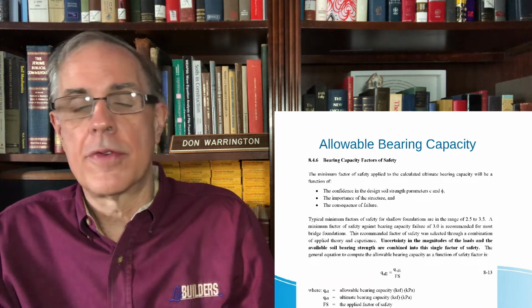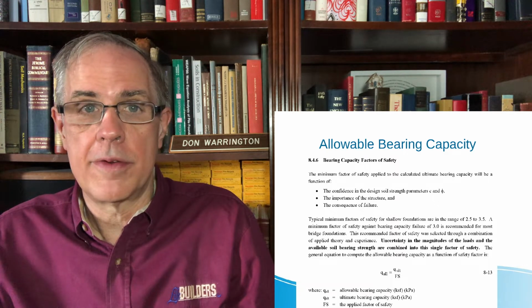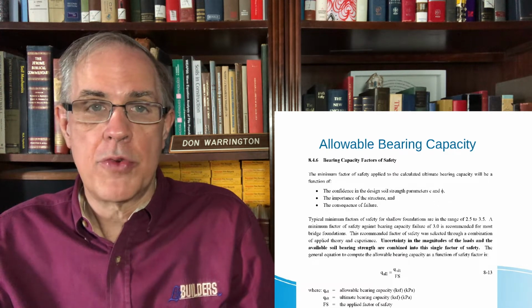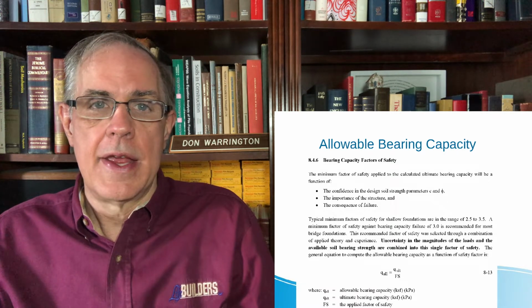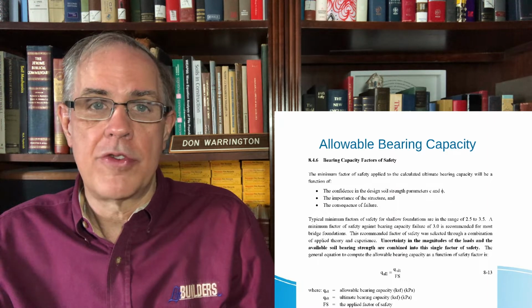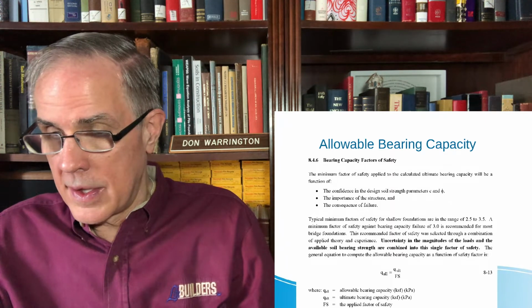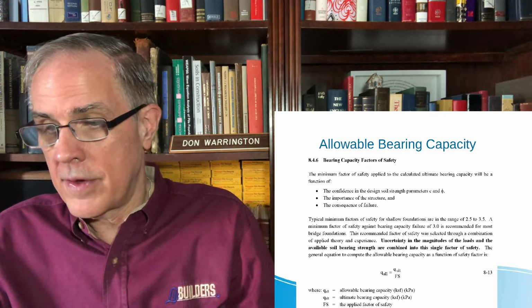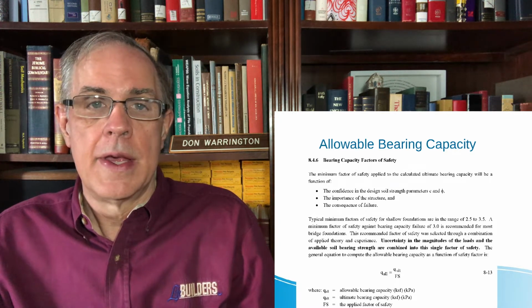The second thing, of course, is that like anything else in foundations, there's always uncertainties to the properties of the soil. Between the two of them, you don't really want to design a shallow foundation with a factor of safety of unity. You want to have some kind of factor of safety. And typical minimum factor of safety ranges from 2.5 to 3.5.